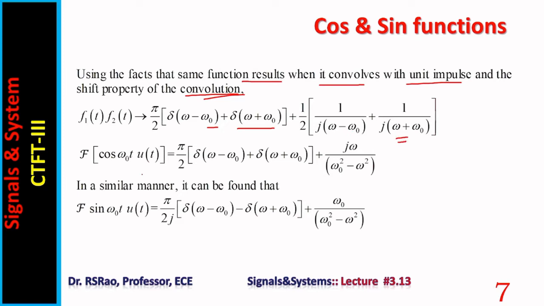In the same way, one can find the Fourier transform of sine also. sin ω₀t u(t) equals π/2j [δ(ω-ω₀) - δ(ω+ω₀)] plus ω₀/(ω₀² - ω²).